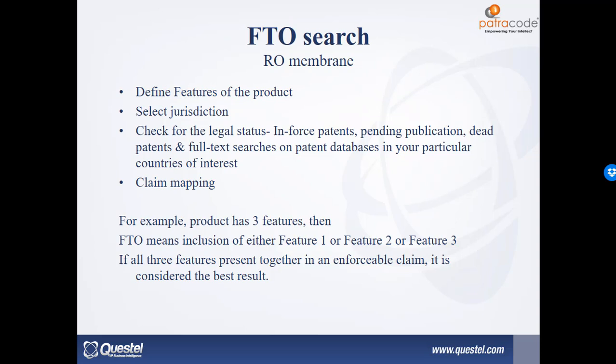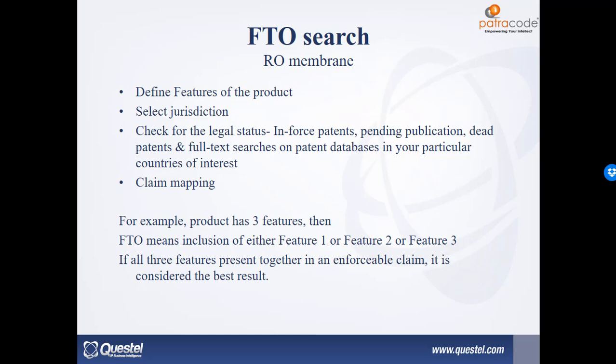Next type of search is the FTO search. Now in FTO search, the scope changes a little bit. Why? Because here FTO is done for a product. Let us say a company wants to launch a product. So when I'm doing an FTO search for the product, my scope will now be the features of the product and not any claim of any invention. So it is just the features of the product which we need to see whether it is infringing any patent document.